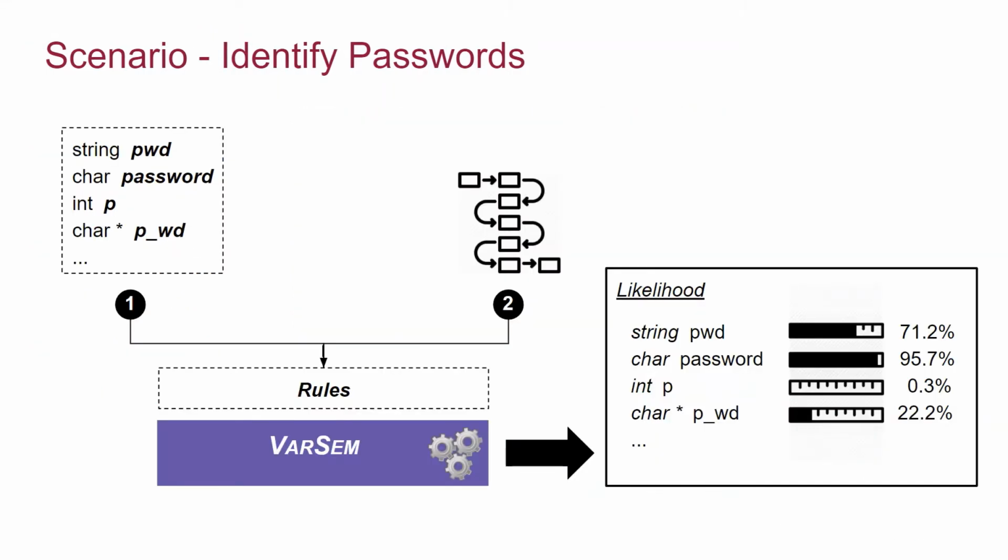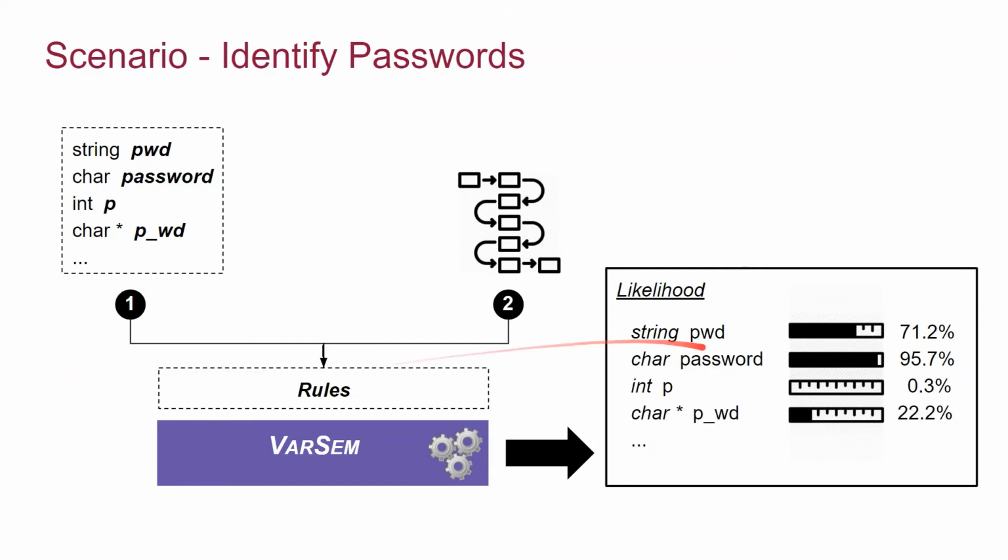To address this problem, we create a domain-specific language, VarSem. VarSem enables developers to define some rules. One type of rules can represent a variable's textual information, and the other type of rules can represent variables' context information, for example, data or control flow. By combining both information, we calculate a likelihood for each variable. That indicates how likely a variable would store the user password.